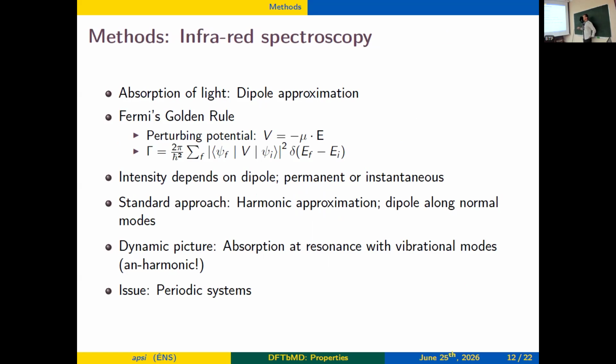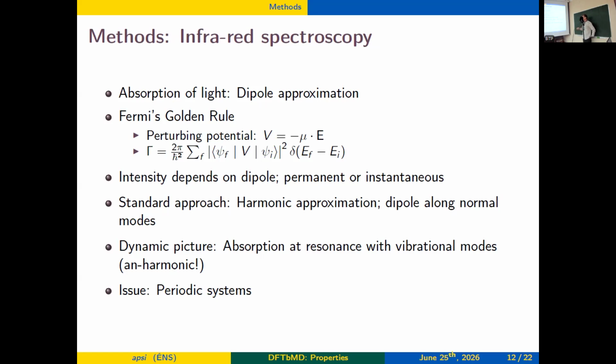So the standard way, I have mentioned a couple of times, is to calculate the normal modes using the harmonic approximation. And many of these quantum chemistry codes can calculate this for you. And then they also calculate the change in the dipole along each normal mode. Then it gives a number. This is the intensity of the infrared absorption. And that's based on the dipole approximation. So how much does the dipole change along each of these normal modes?